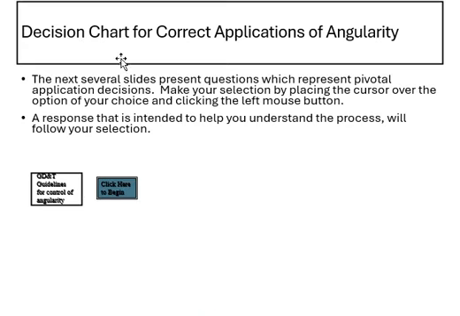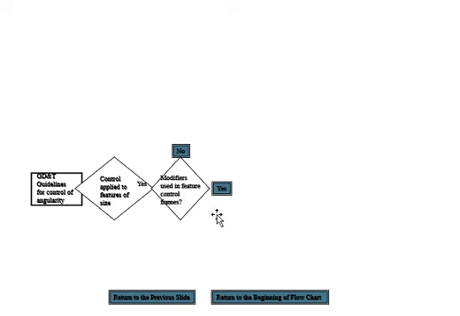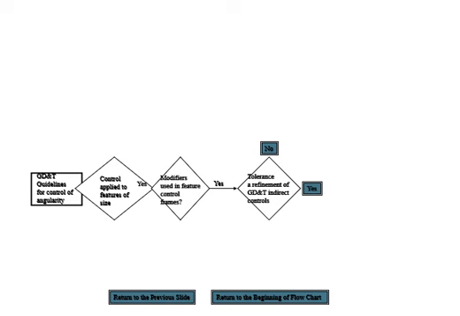I'm going to go back one slide here. We have to make the decision for the correct application of your angularity for measurement and also for verification. So let's go in here, and you take a look at whether your control is applied to the feature of size, yes or no. If that is yes, we're going to see whether a modifier is used in your feature control frame, yes or no. If you have a modifier, your tolerance is going to be a refinement of your GD&T indirect controls. And if that is yes, we're going to look at your datum reference in your feature control frame.